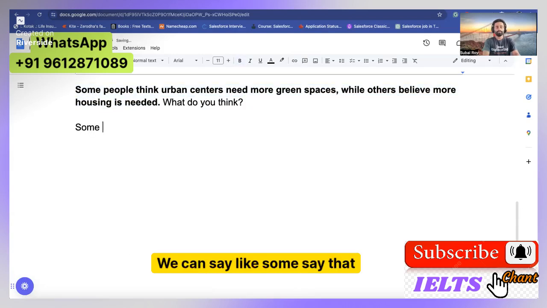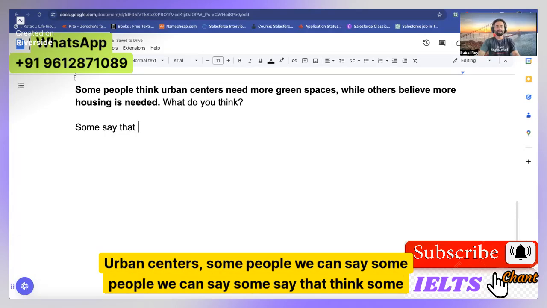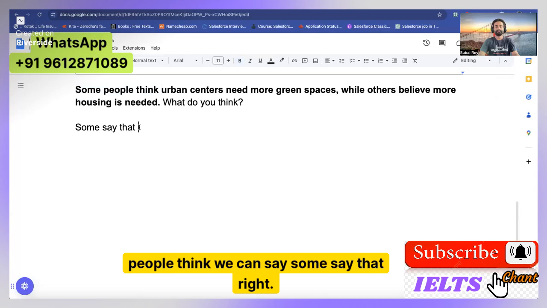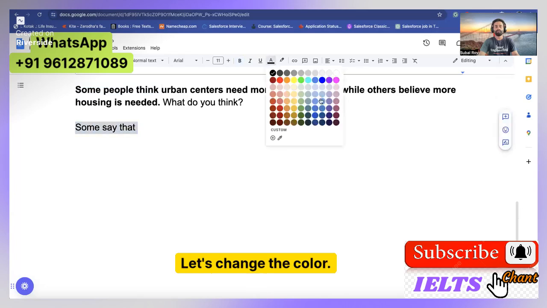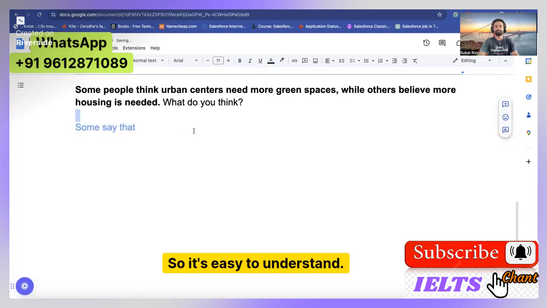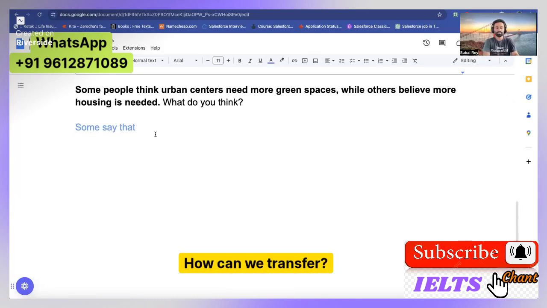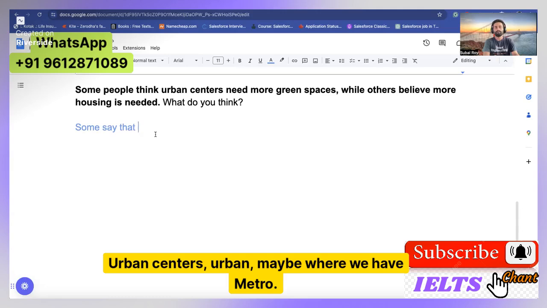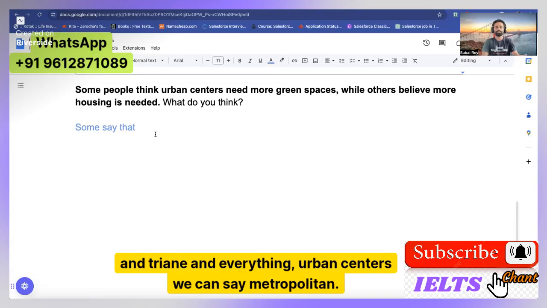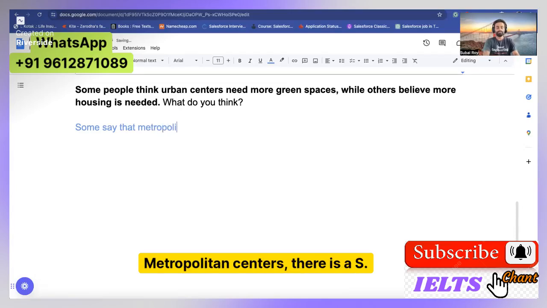All right, we can say some say urban centers. Some people think, we can say some say that. Let's change the color so it's easy to understand. Some say that urban centers, how can we transform urban centers? Urban, maybe where we have metro and trains and everything. Urban centers, we can say metropolitan centers.